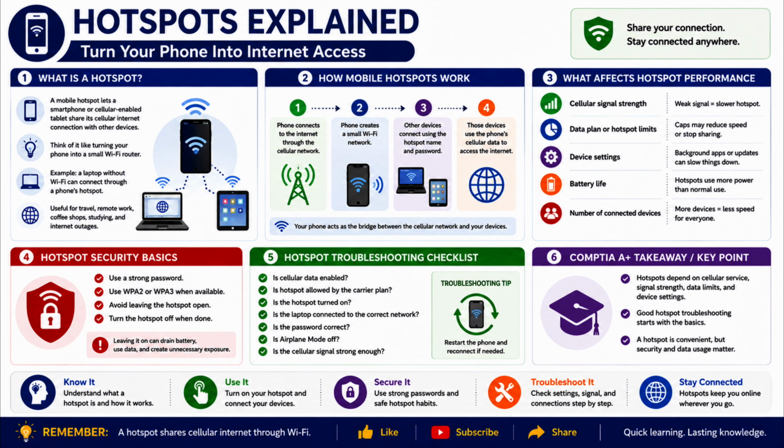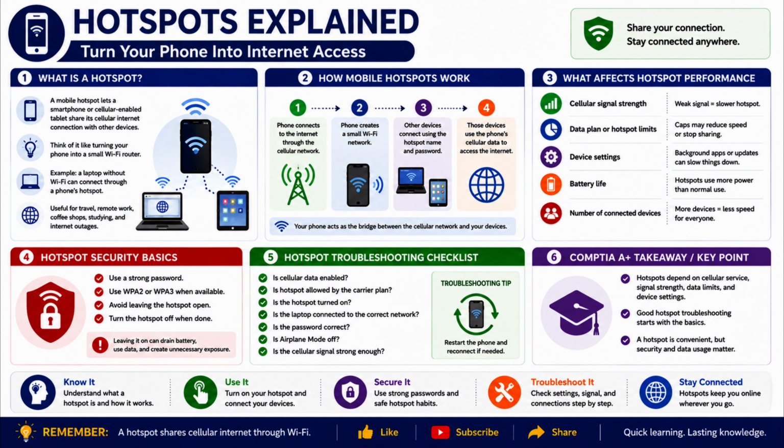Here's the simple version. Your phone connects to the internet through the cellular network. Then your phone creates a small Wi-Fi network. Other devices like laptops or tablets connect to that Wi-Fi network using a hotspot name and password. Once connected, those devices use the phone's cellular data. For CompTIA A+, remember that hotspots usually depend on cellular service, signal strength, data plan limits, and device settings. If the phone has poor cellular signal, the hotspot will probably be slow. If the data plan has a hotspot limit, the connection may slow down or stop after reaching that limit.